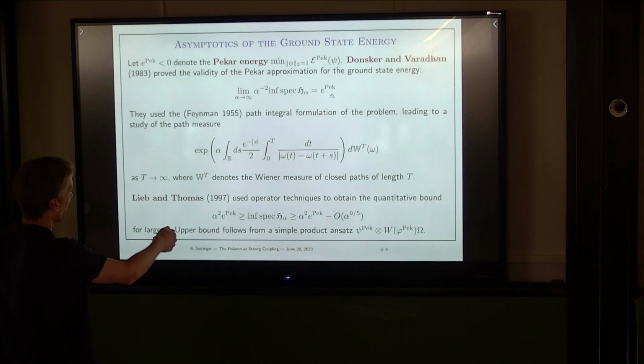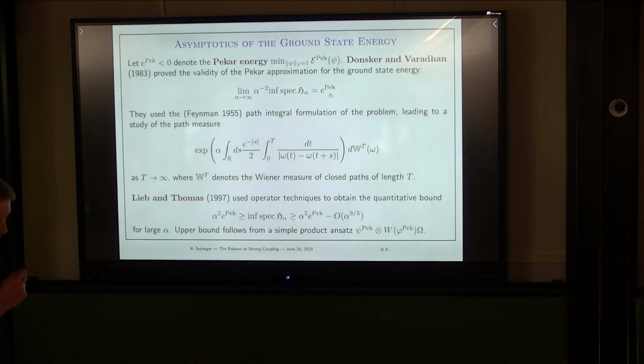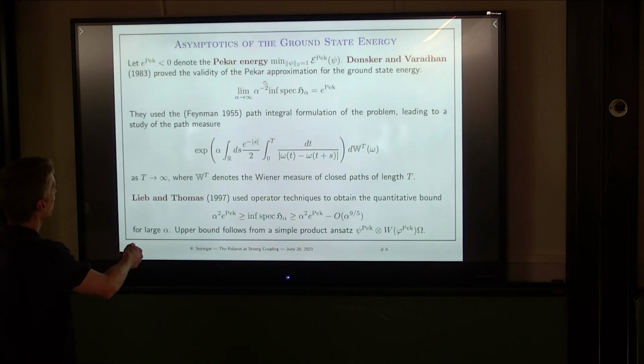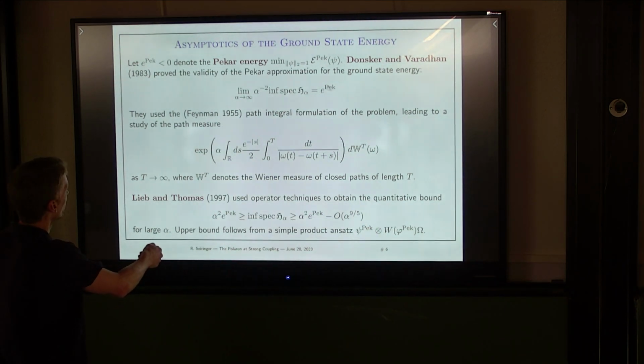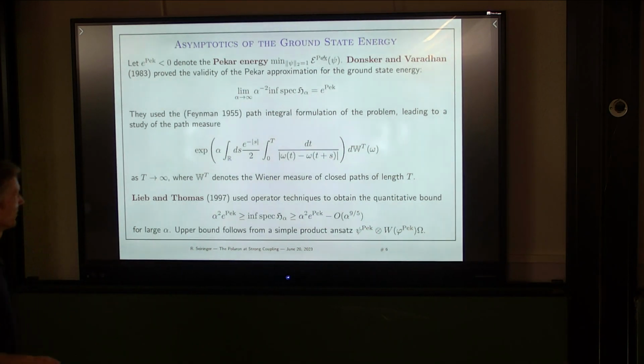Since the classical approximation, I already told you, effectively you should really think of alpha squared times the Pekar energy, because the alpha scales out. So if you divide by alpha squared, then the ground state energy of the Fröhlich model converges to the Pekar energy, which is simply the minimum of the Pekar function. This was first proved by Donsker and Varadhan actually in the 80s, using a very different formulation of the model in terms of the Feynman path integrals.